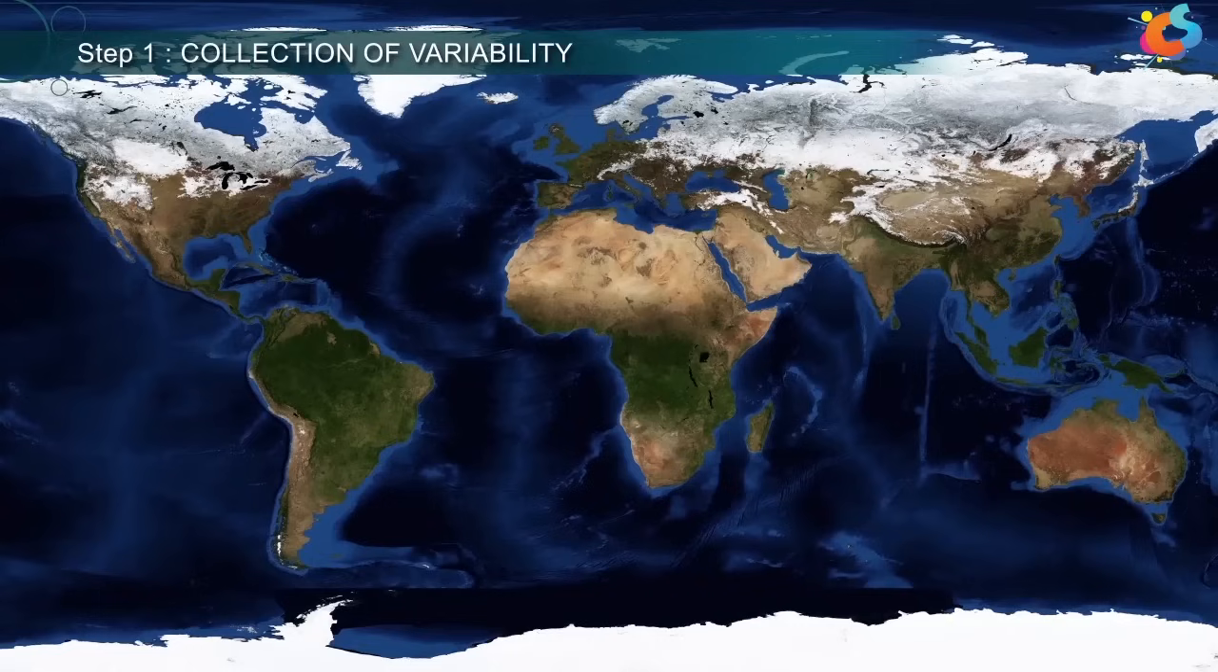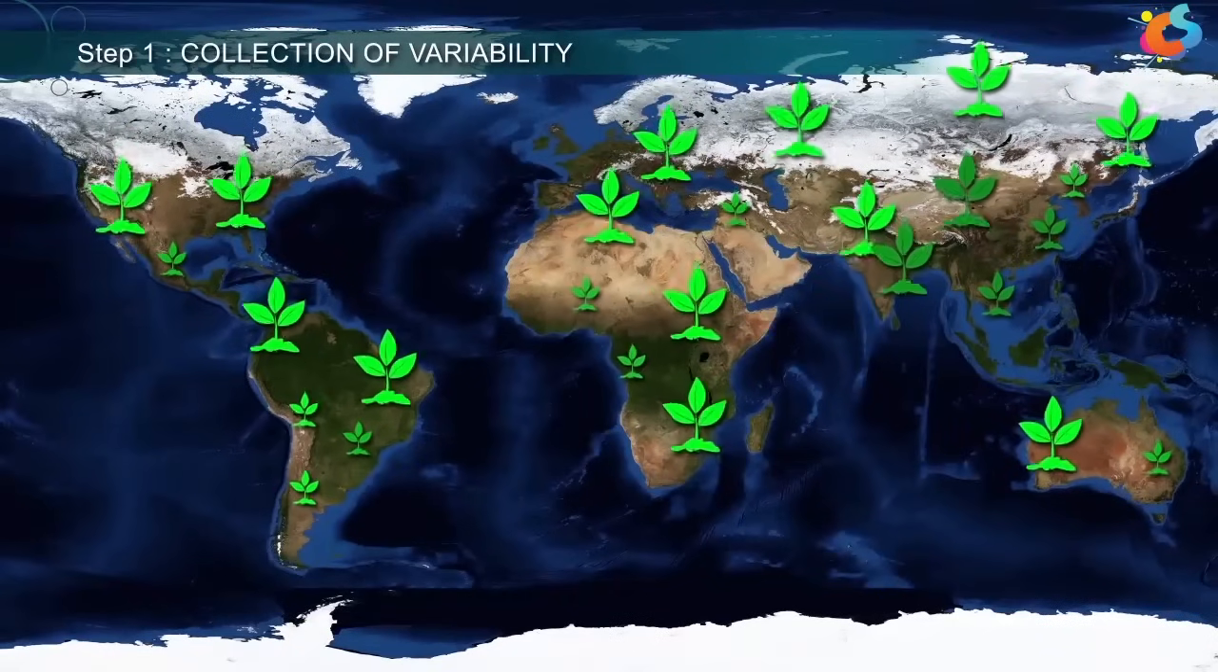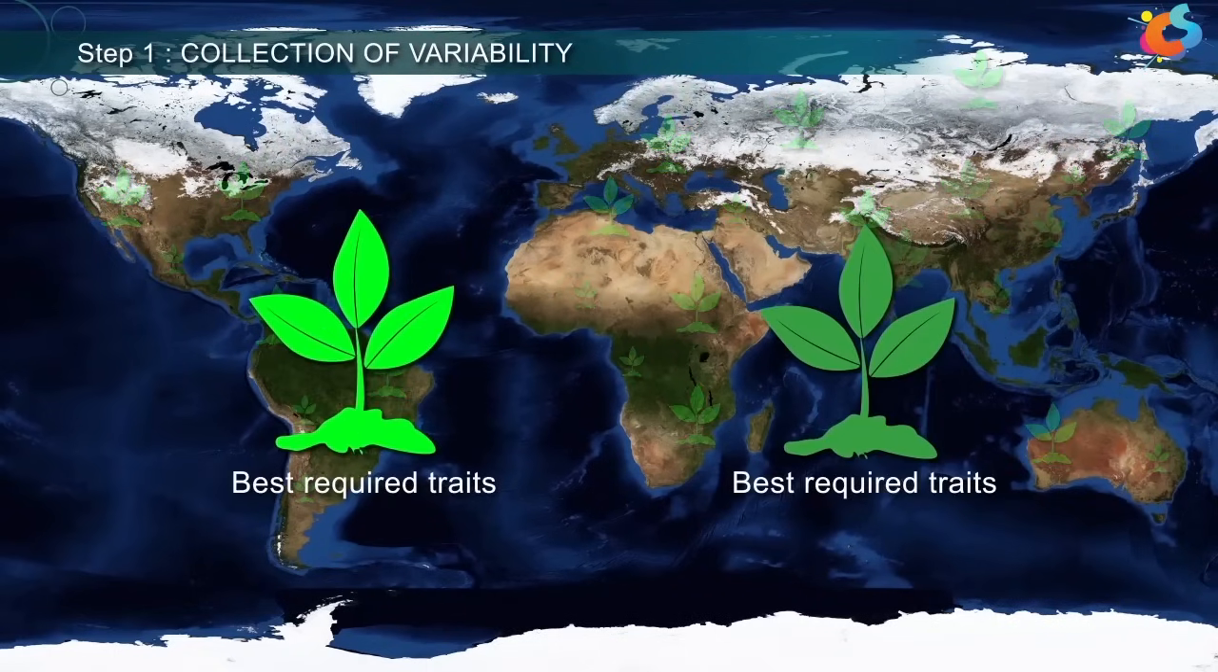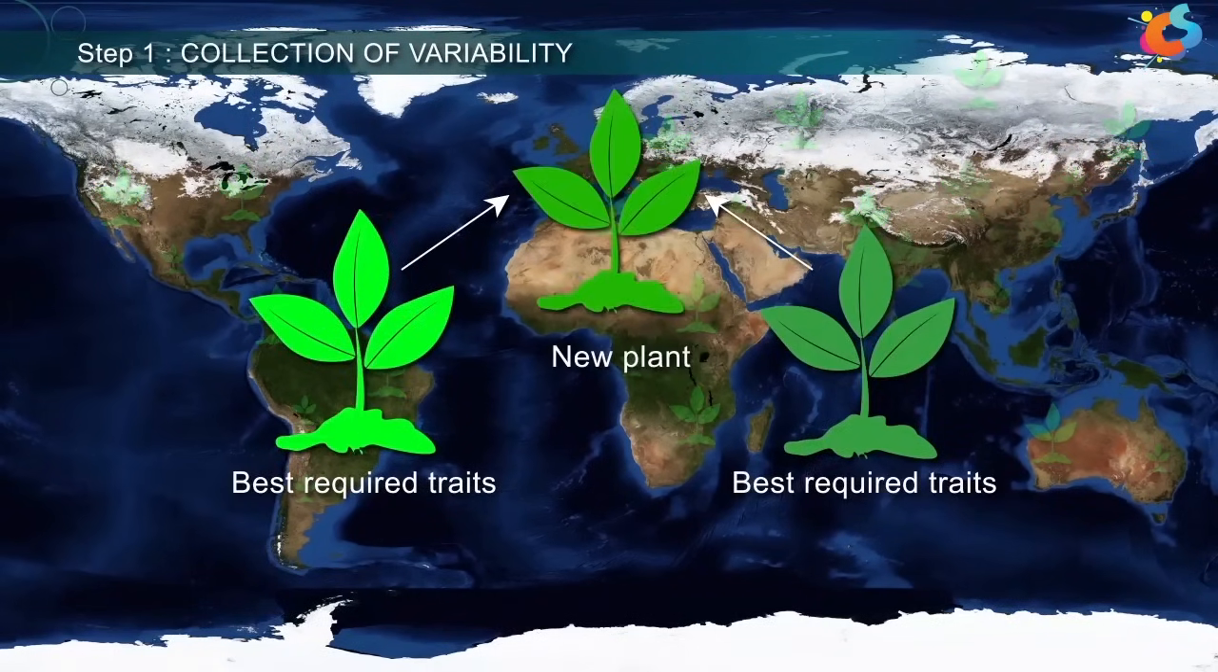So to create a new variety of ragi with better characteristics, it would be better if one knows all the natural varieties of ragi available on this planet. From that, it would be easy to select the best required traits for the new plant.